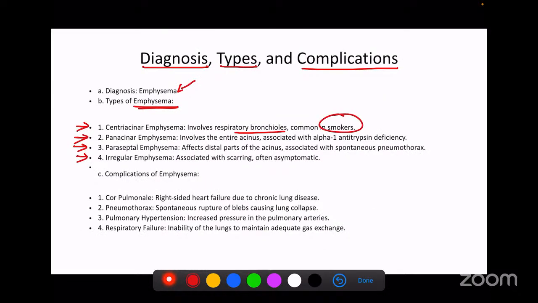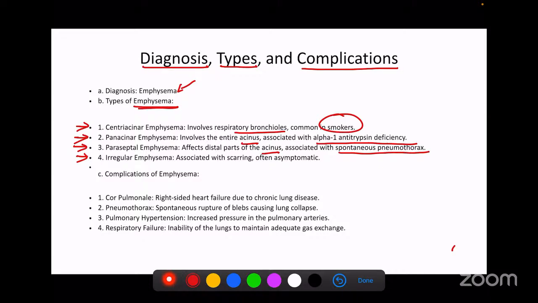Panacinar emphysema involves the entire acinus and is associated with alpha-1 antitrypsin deficiency. Remember, panacinar emphysema involves the entire acinus. As we saw, panacinar means complete or whole involvement. Paraseptal emphysema affects the distal parts of the acinus and is associated with spontaneous pneumothorax.